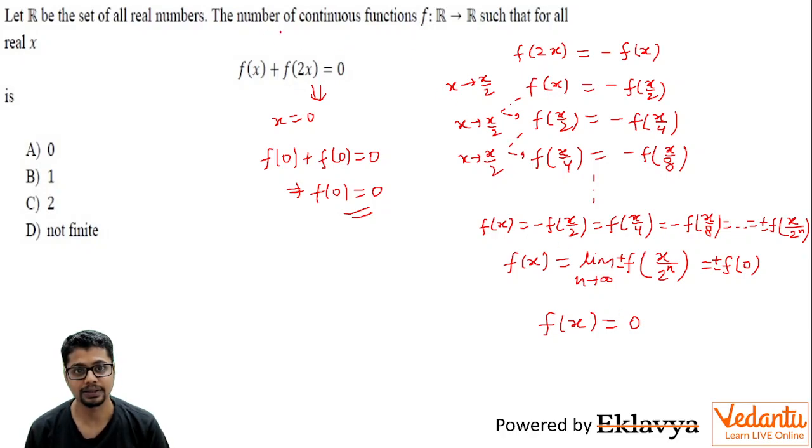That means the number of continuous functions f which satisfy this condition for all real x is just one, which is essentially the 0 function. So B is the answer.